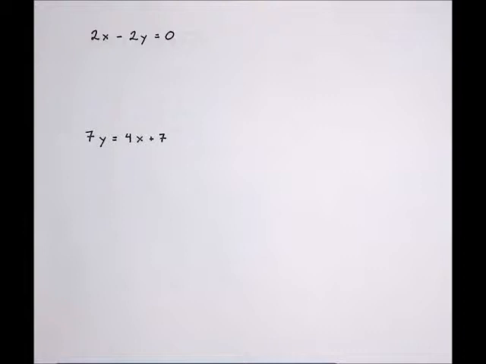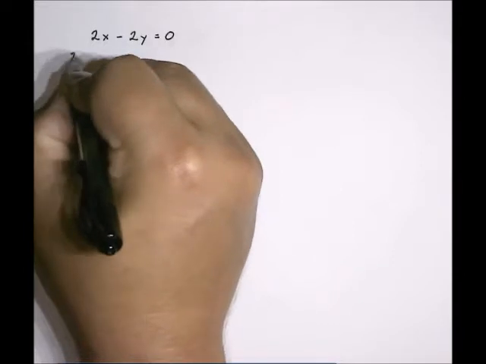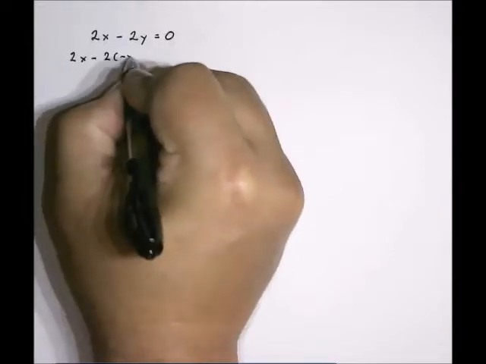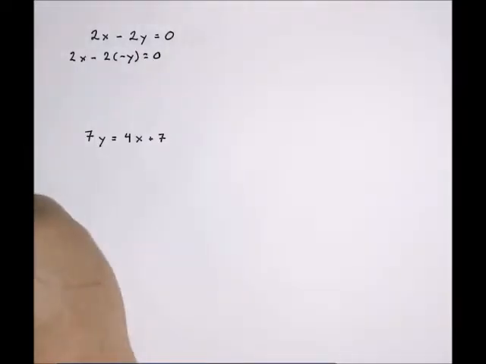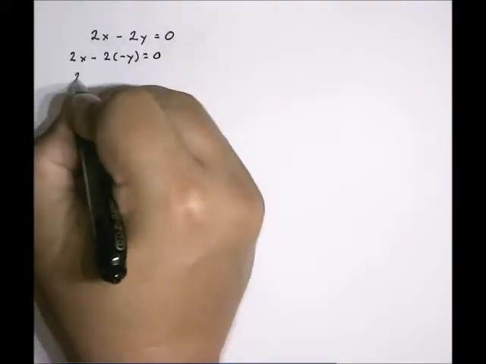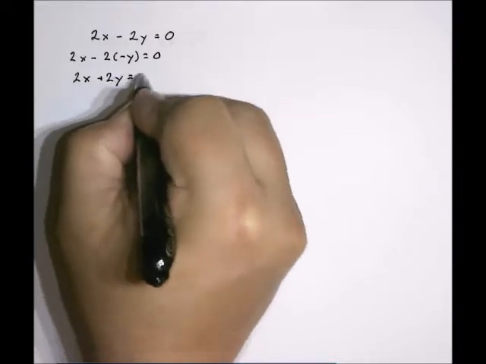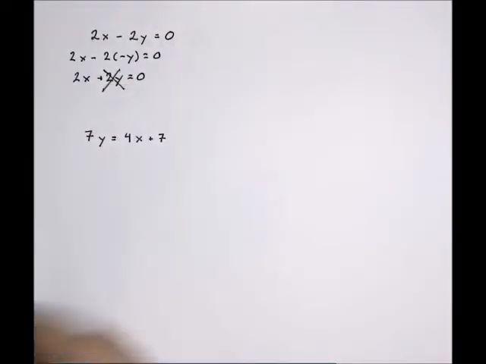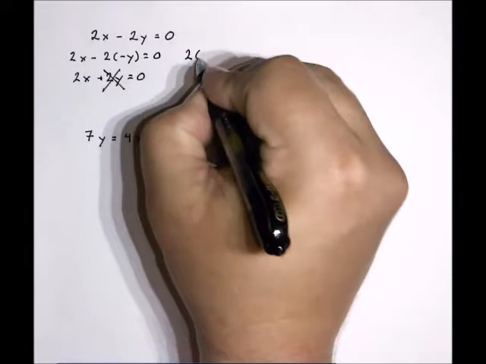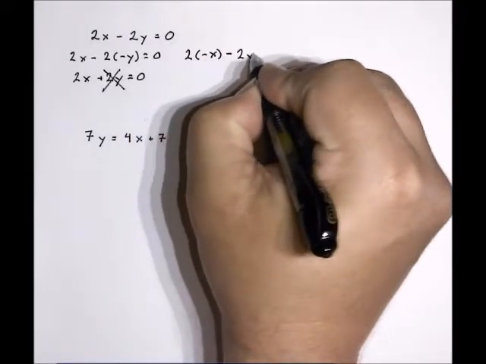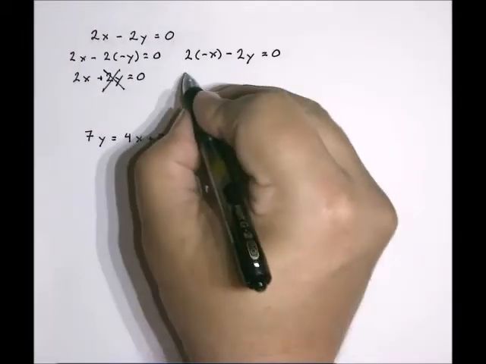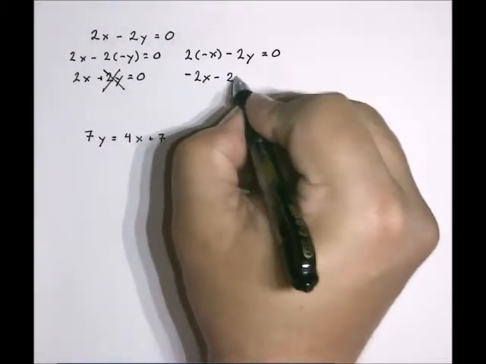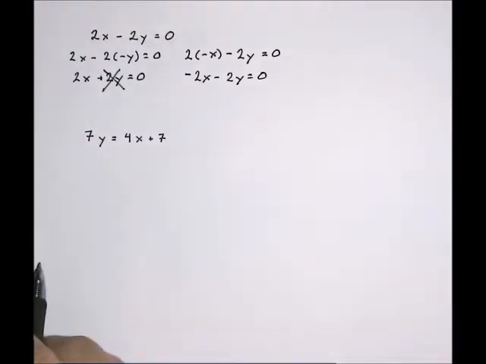Let's try 2x minus 2y equals 0. And let's test for x-axis symmetry first. And again, we do that by putting negative y in place of y and simplifying. And our function changes, so we do not have x-axis symmetry. Let's try y-axis symmetry now, which we test for by putting negative x in place of x. And again, we get a different equation out, so there's no y-axis symmetry either.